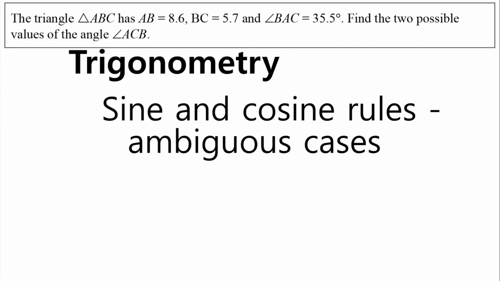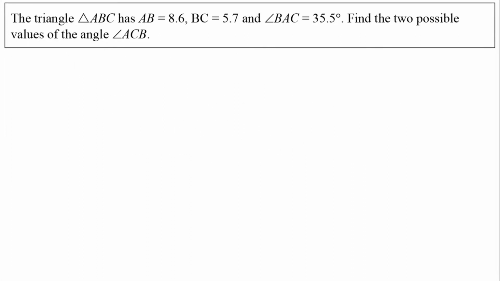Some problems that can be solved with the sine and cosine rule require a little bit more care than others. Consider this question. The triangle ABC has length AB is 8.6, length BC is 5.7, and angle BAC is 35.5 degrees. Find the two possible values of the angle ACB.